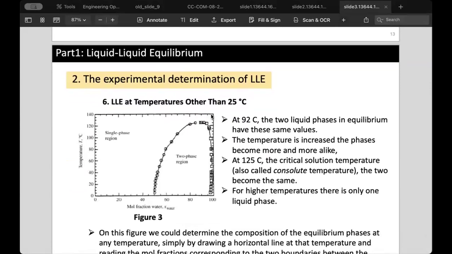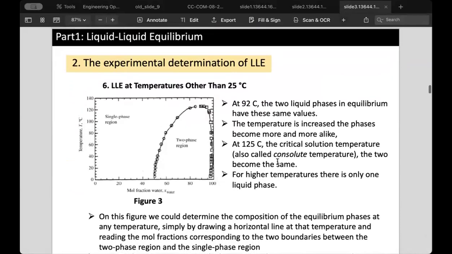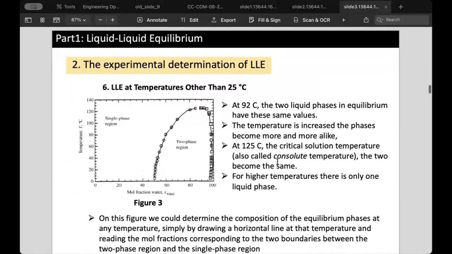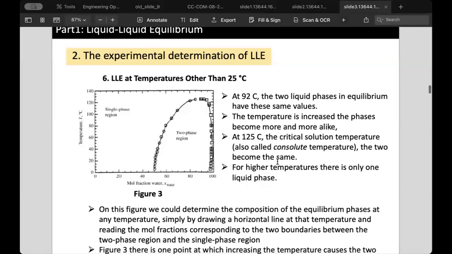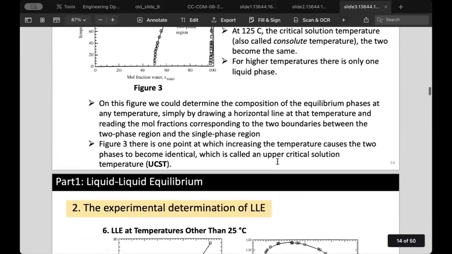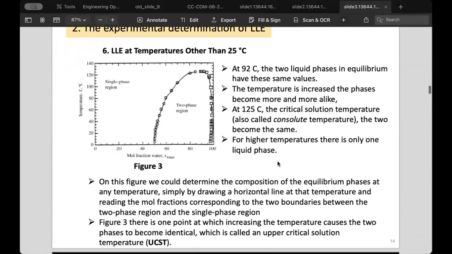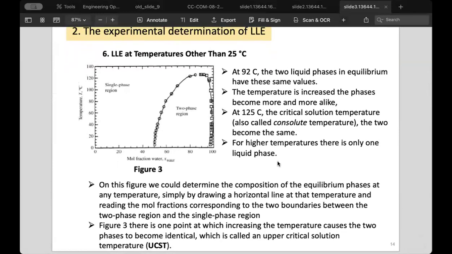What about this one? What is the component of this one? Water and butanol? No? No. What is it? I don't know. What is the other component? Mm-hmm. Water with something. Okay.